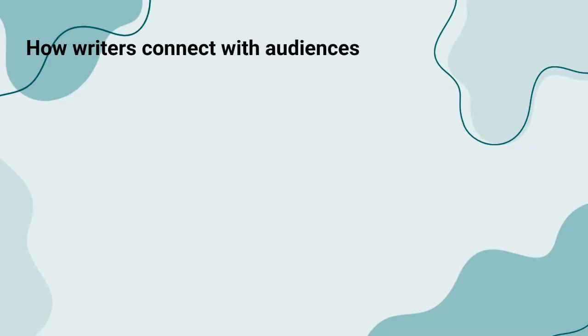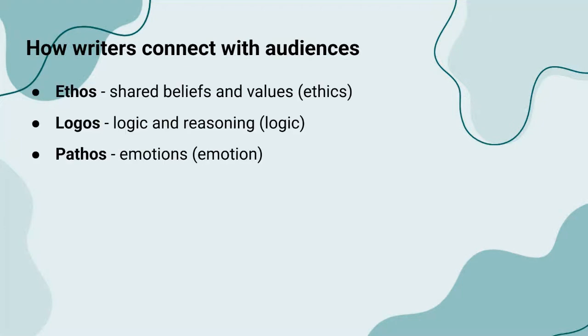So, how writers connect with an audience. This is now more 1.2, but there are three ways: ethos, logos, and pathos. These are terms I'm guessing most people by AP Language level, which is normally 11th or 12th grade, have probably heard before. Ethos, or ethics, is the shared beliefs and values. And what I should really say first is ethos, logos, and pathos are three Greek words.